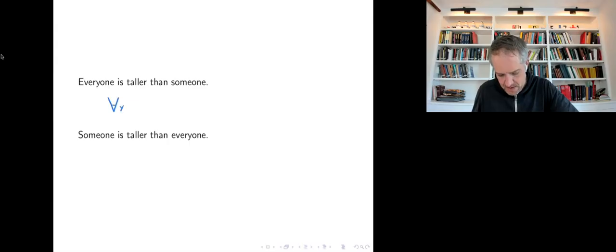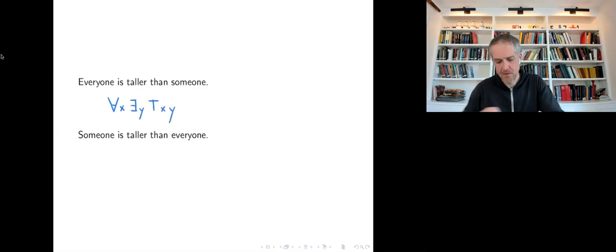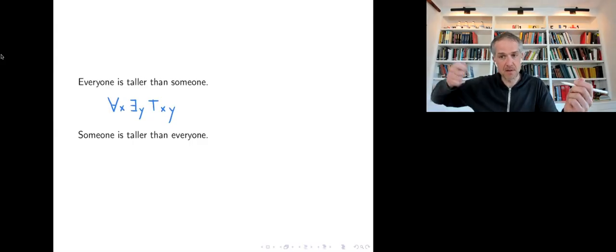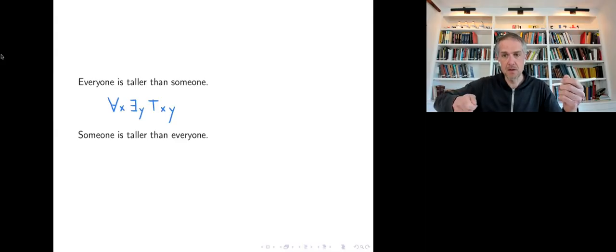Everyone, every X, there is a Y such that X is taller than Y. So everyone is taller than someone. And notice, by the way this is represented, what this actually says is for each person, there is a person. It might depend on the first person, the second person. For each person, there is some person that the first person is taller than. That's different than saying there is a person that everyone is taller than, because that would be nonsense.